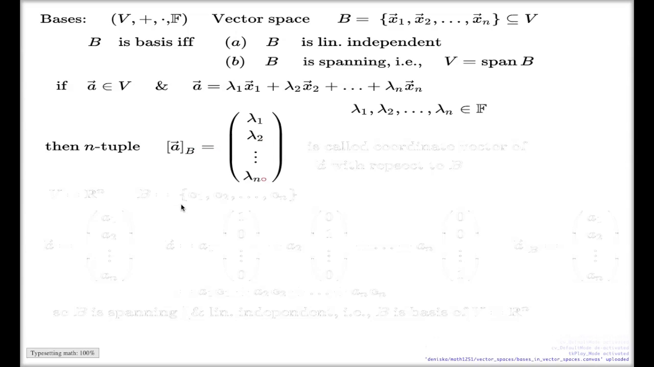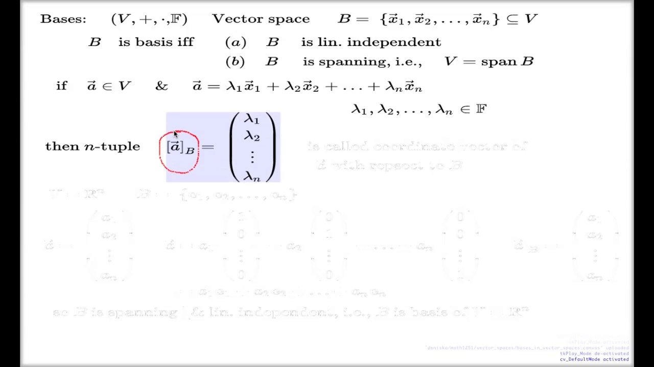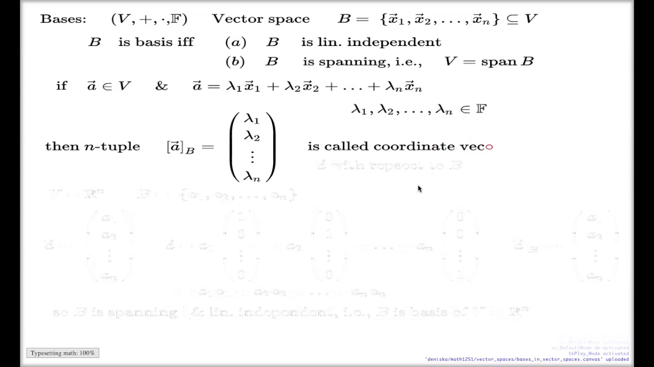This n-tuple of coefficients, lambda 1, lambda 2, lambda n. We will have a special symbol for this n-tuple. Here's a symbol. A in the square brackets, vector A in the square brackets with a B, the set with respect to which you find the coefficients, as a subscript. We call this the coordinate vector of vector A with respect to basis B. The coordinate vector of A with respect to basis B.